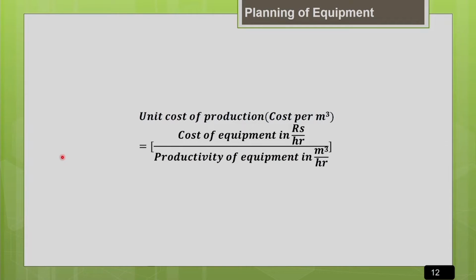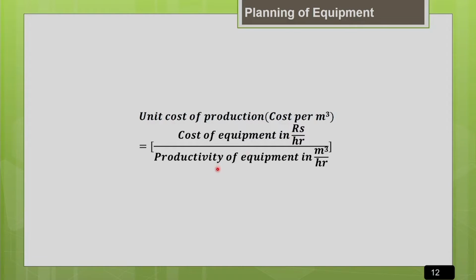How to consider the economics of both the options? You have to estimate the unit cost of production associated with both the options. How to estimate the unit cost of production? Okay, say what is the hourly cost associated with the machine? You have to estimate. As I told you, there are different components of cost, ownership cost and the operating cost. Everything you should consider while estimating the cost of the machine and convert it into hourly cost. Okay, and divide it by the hourly productivity of the machine.